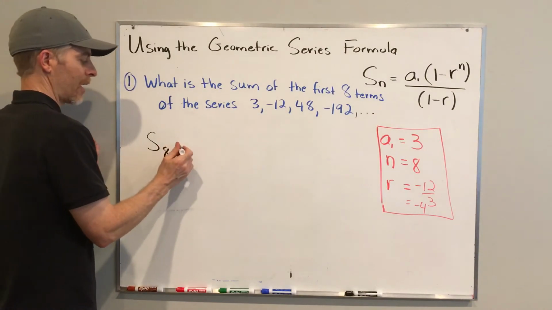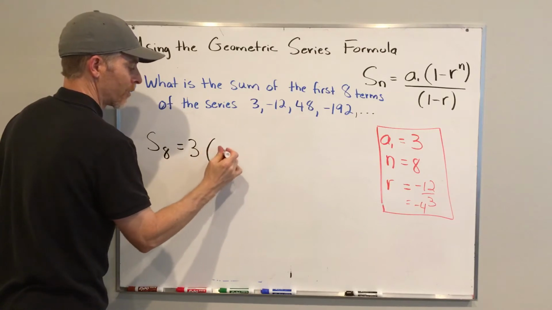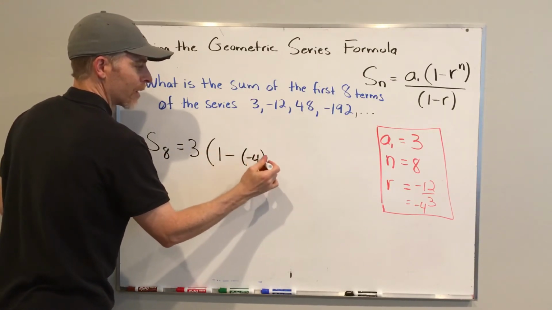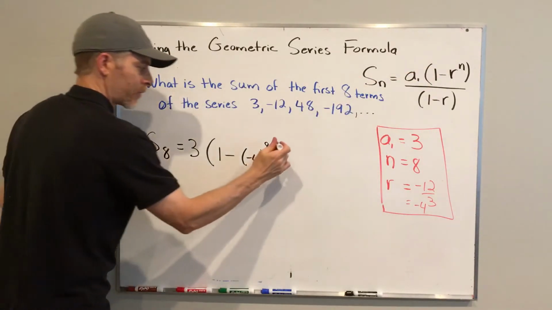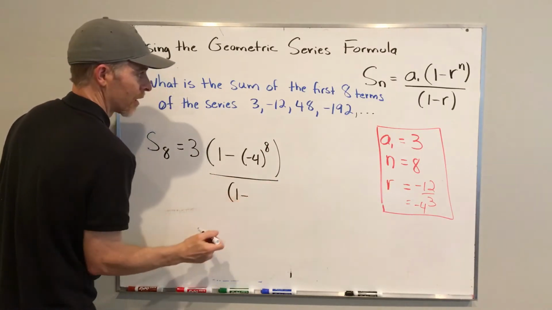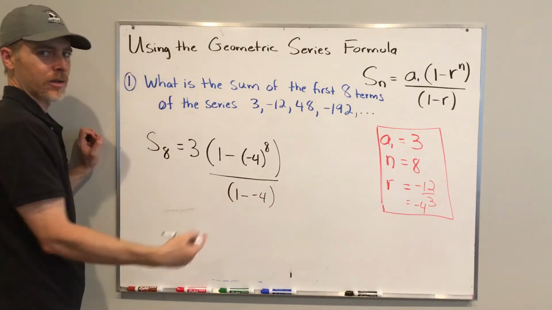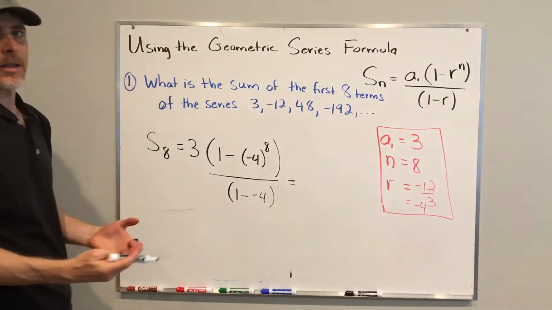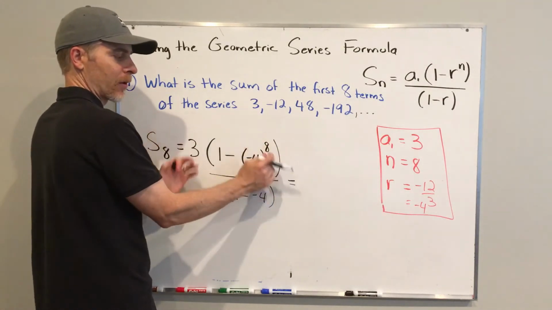Okay, so S sub n equals a sub 1, that's the first term, times 1 minus the common ratio, which is negative 4, raised to the nth power, so we need 8 of those. All of that divided by 1 minus r, which is negative 4. Careful here, we need minus a negative, which is going to turn into addition. All right, now you just need to do arithmetic. Make sure you watch your order of operations. We want parentheses first, then exponent.